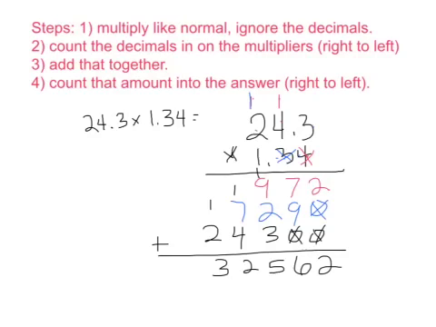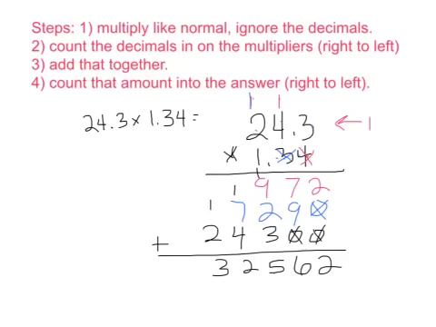Alright, now I have completed step 1, multiply like normal, ignoring all my decimals. And so now that I have a final answer, I'm going to go to step 2, count the decimals in on the multipliers from right to left. So I'm going to come up here, and I'm going to count how far in did I go before I got to the decimal here. Well, I went across one number, so I went 1. So I just put 1.